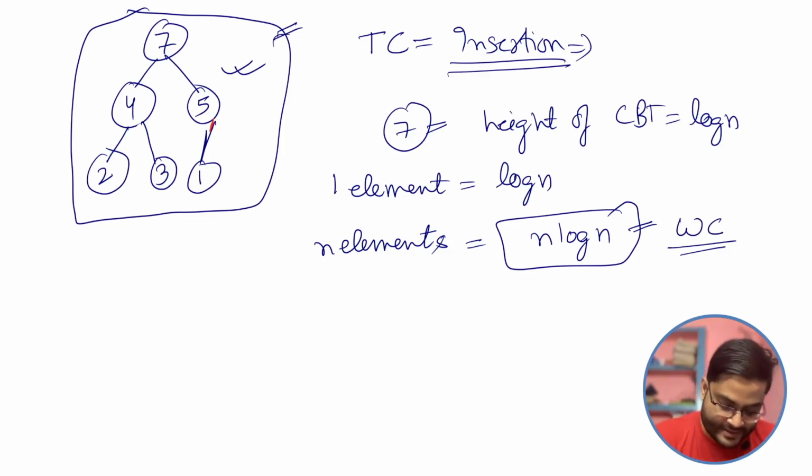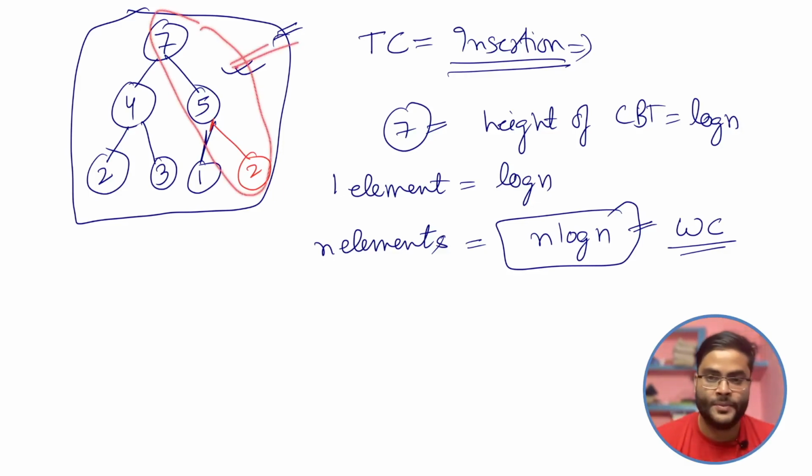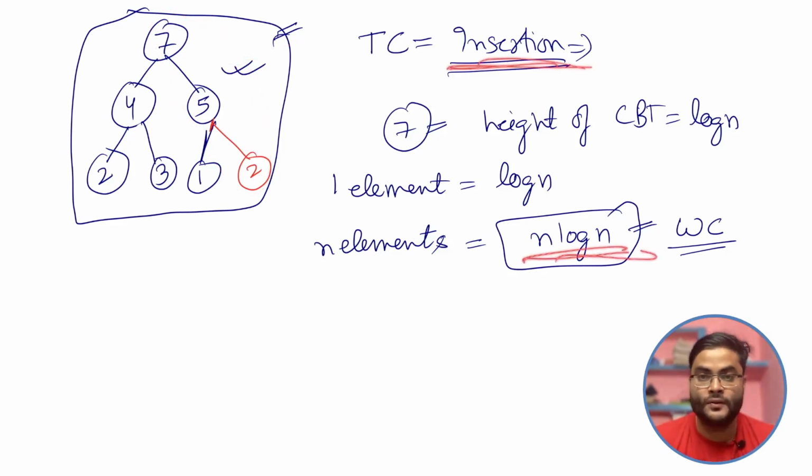Let's say I want to insert 2 here, so I will insert 2. Now do I need to swap them? No. Why? Because it is in max heap order. So in best case there can be 0 swaps, and in worst case we need to swap up to log n times. So insertion time complexity is n log n for n elements. For one element it can take log n time. For n elements it can take n log n time.